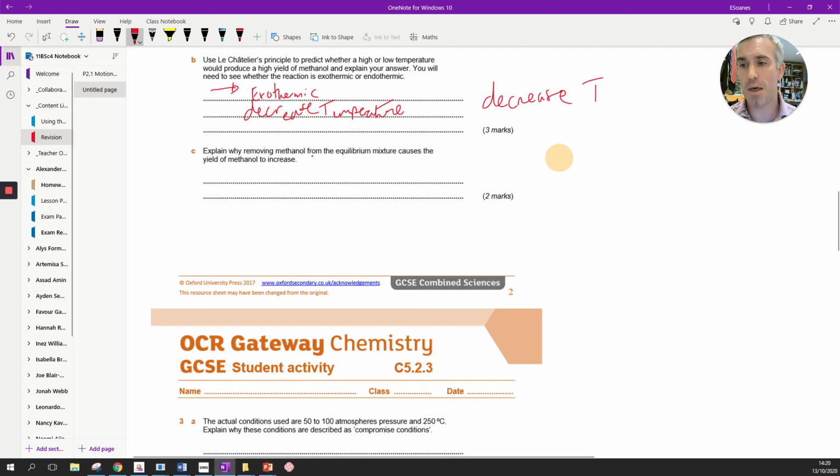Explain why removing methanol from the equilibrium mixture causes the yield of methanol to increase. What does Le Chatelier's principle tell us? If you make a change to a system in dynamic equilibrium, the system will try and undo that change. So if you remove a product from the system, what happens?